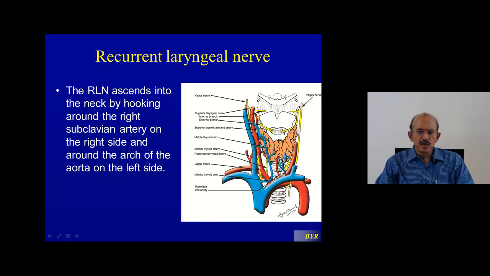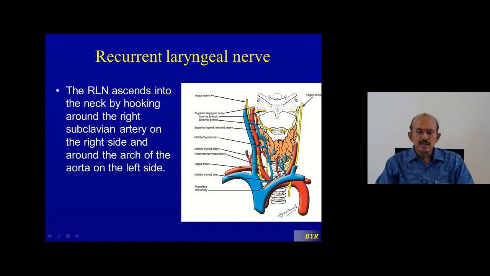Here it gives off the recurrent laryngeal nerve. The nerve goes curving around the aorta and passes upwards again, the same course as that of the right side. Why is it called recurrent? Because it takes a curved course again upwards.